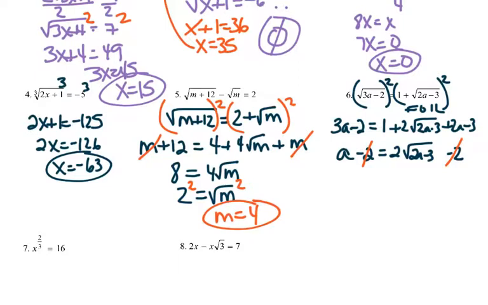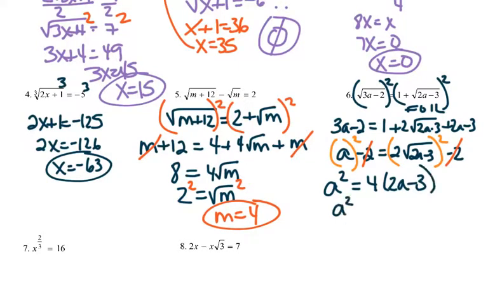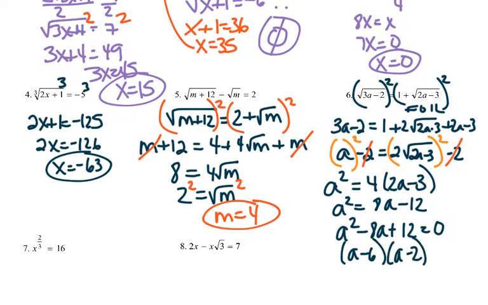Now here, I'm going to do something a little bit different. I'm going to square both sides here. I could divide both sides by 2, but then I'd get a fraction, and that's just going to be annoying. So this is going to be 4 times the quantity 2a minus 3, or a squared equals 8a minus 12. So now I have a quadratic, which I'm moving all to one side, a minus 6, a minus 2, a equals 6, and a equals 2.